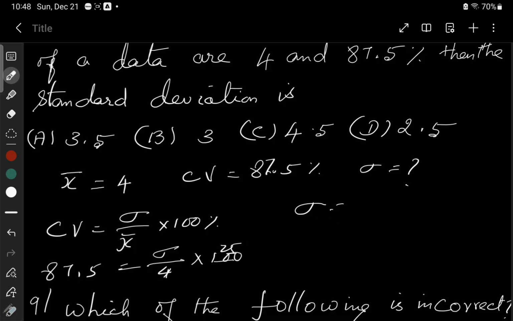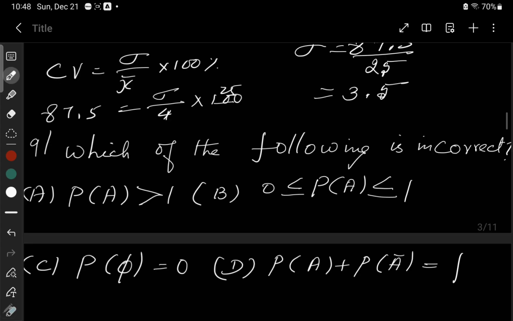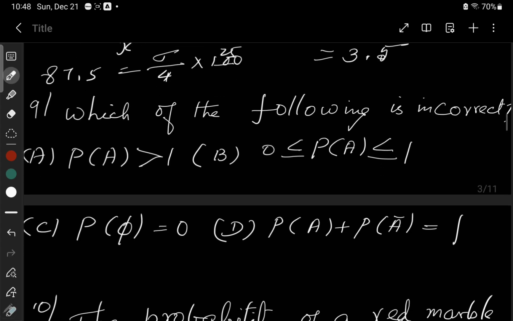So sigma is equal to 87.5. Bring down this 25 here. It is in multiplication, so take it to the left side. You will get 25, so it goes here 3 times 75. Then 12.5 times 3.5. Answer is option A, 3.5.